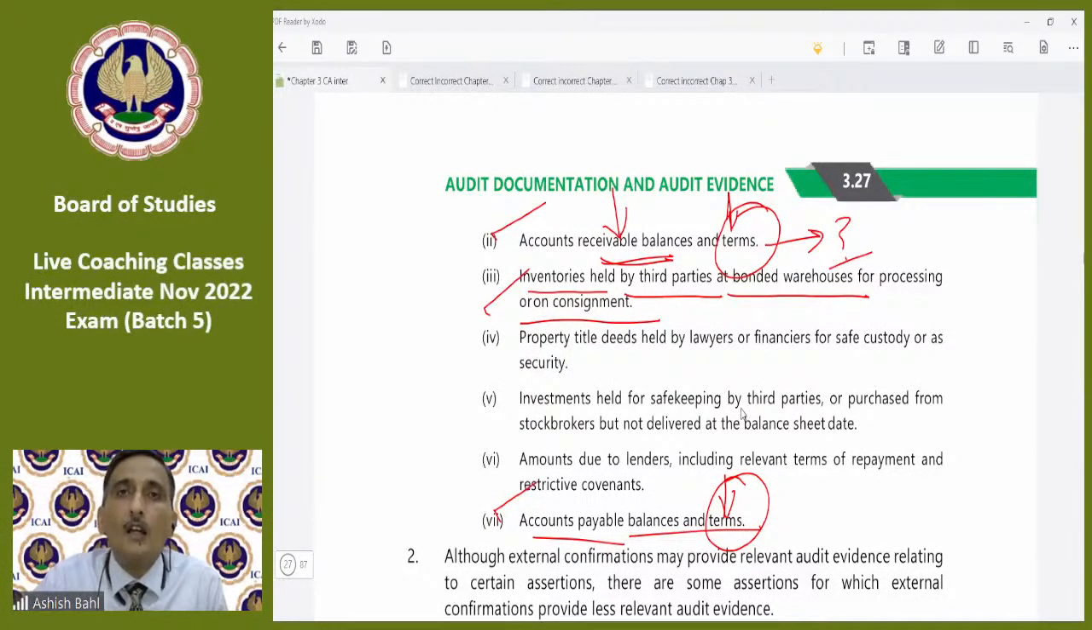Now, external confirmations can be with the job worker. The auditor can directly confirm from the third parties. Okay, clear, guys?